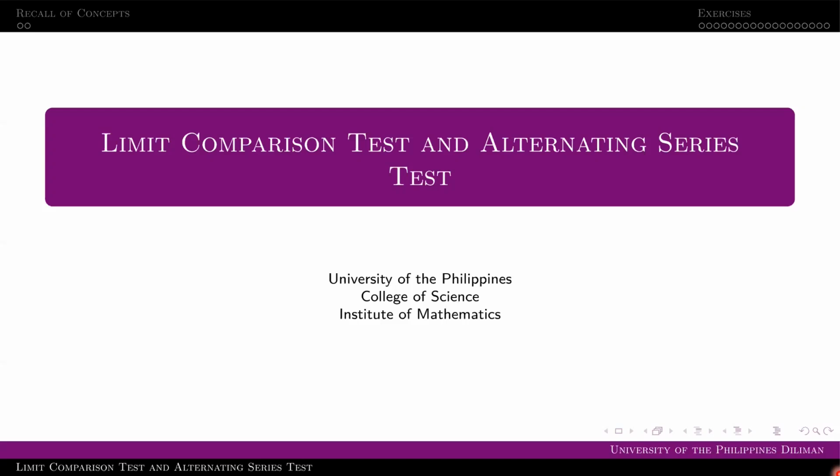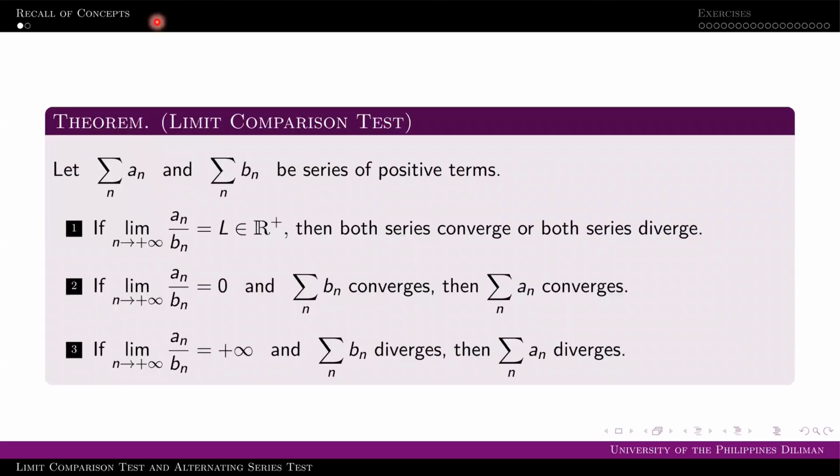But if you are already familiar with limit comparison test and alternating series test, then let's do a quick recall bago natin silipin yung mga exercises natin for this discussion. So sa limit comparison test, we have two series of positive terms, an and bn. And if we take the limit as n approaches infinity ng an over bn, tapos nakuha natin ay positive real number, then both series should converge or both series should diverge.